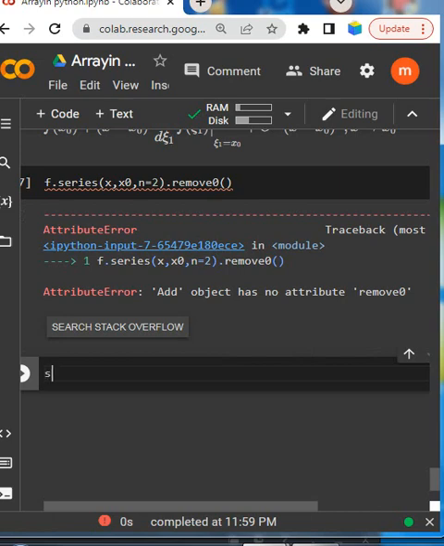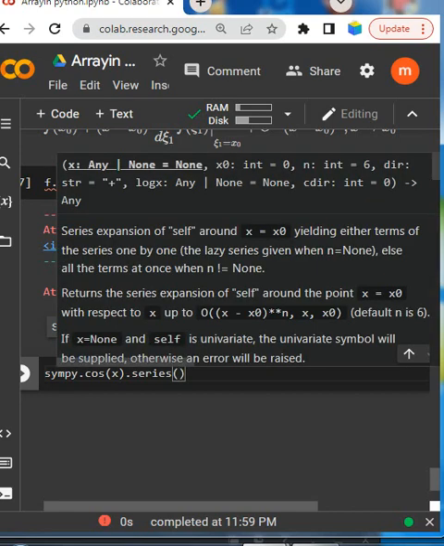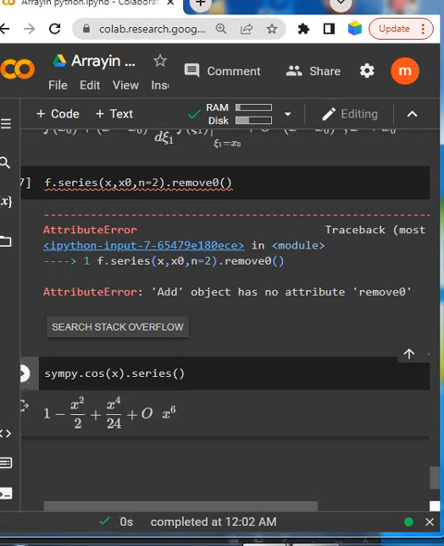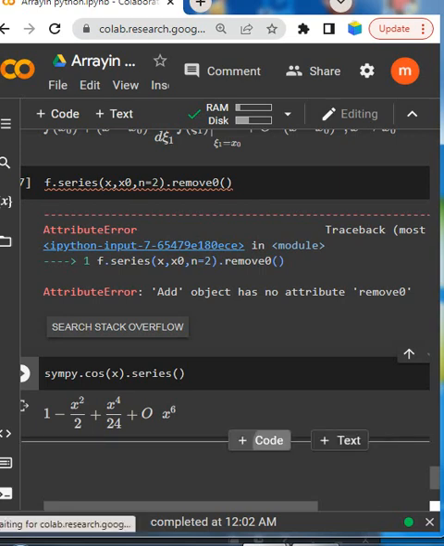So let's see here. Sympy dot trigonometric functions like cos x dot series and parentheses. So it has been generated, simply the cos x series: 1 minus x squared by 2 plus x to the power 4 by 24 minus x to the power 6 by 720. Similarly, we can also create the sine function, the sine series.